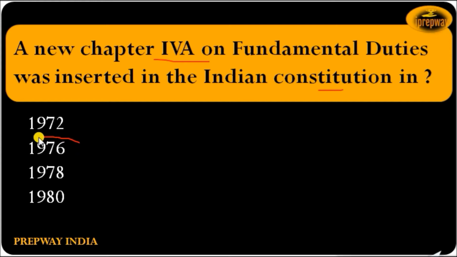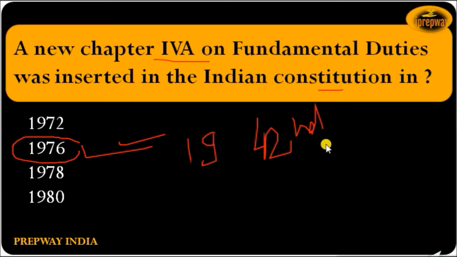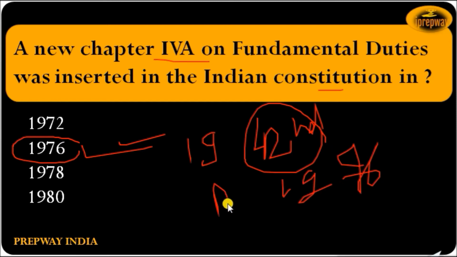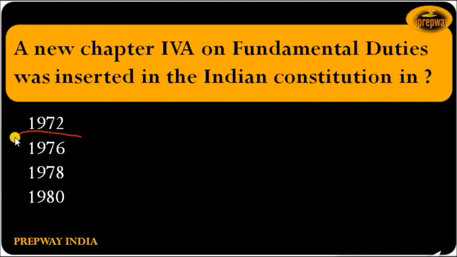So 1976 is the correct answer. According to the fundamental duties, a new chapter 4A was inserted in the Indian Constitution in 1976. It was done by the 42nd Amendment Act 1976, which is also called a mini constitution. So 1976 is the right answer.